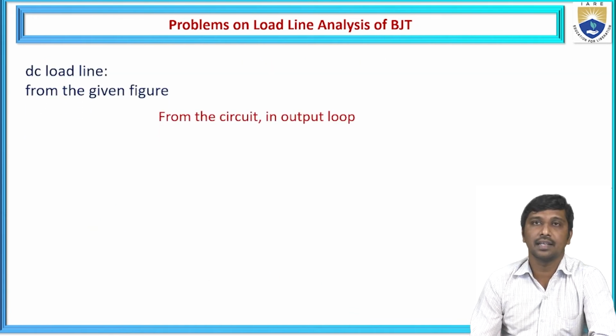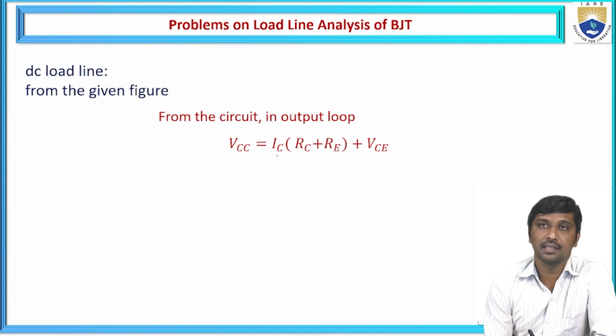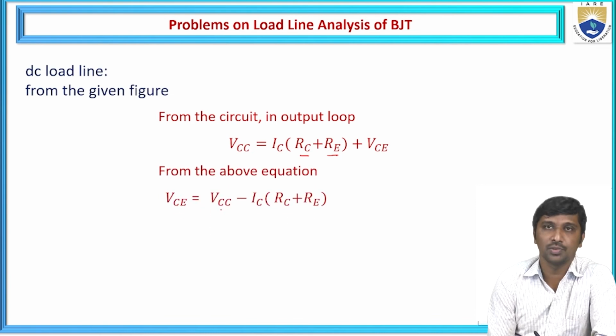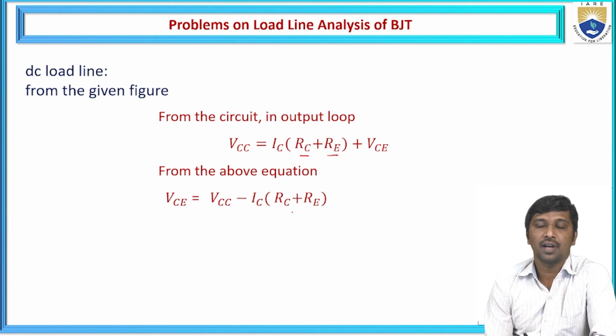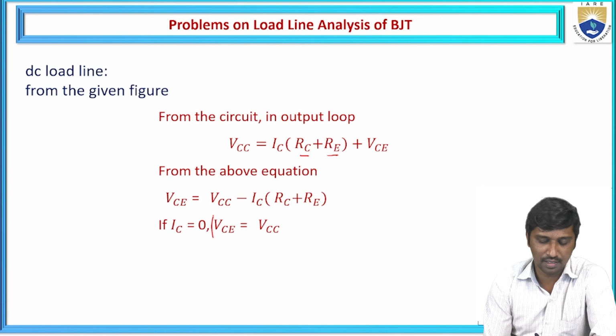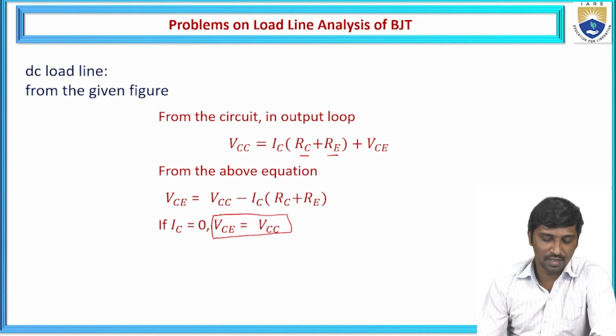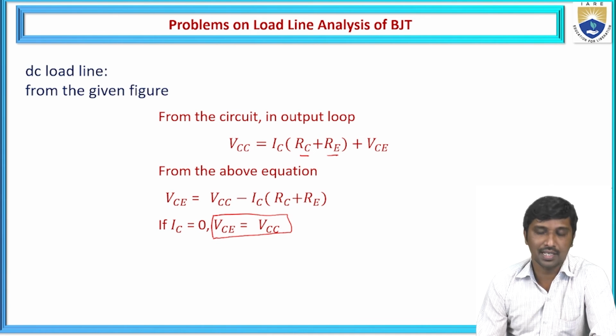So from the circuit, VCC is represented as IC flowing through RC along with RE, along with VCE. From this we need to find out VCE. VCE is equal to VCC minus IC times (RC plus RE). Now we need to find out how much VCE voltage and how much collector current is generated here. For this case, first we substitute the collector current as 0. If IC is 0, VCE is equal to VCC, since this term is 0 times something, which is 0. Now, to determine the collector current, we need to substitute VCE equal to 0.